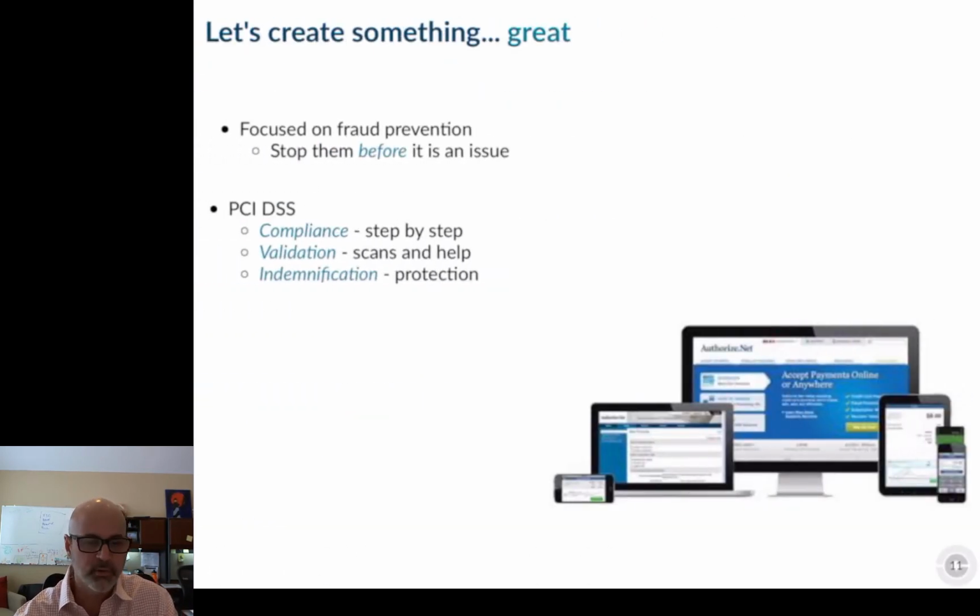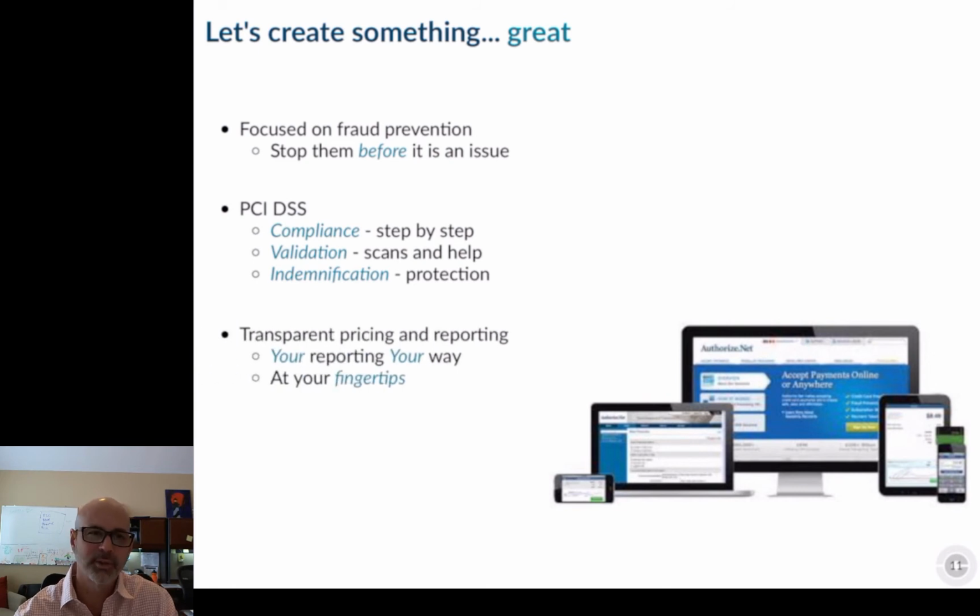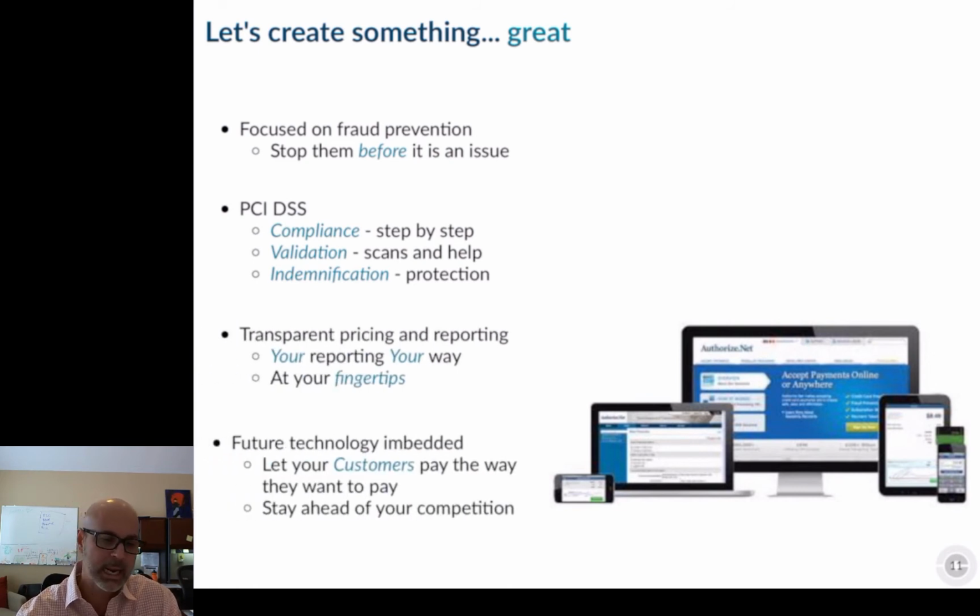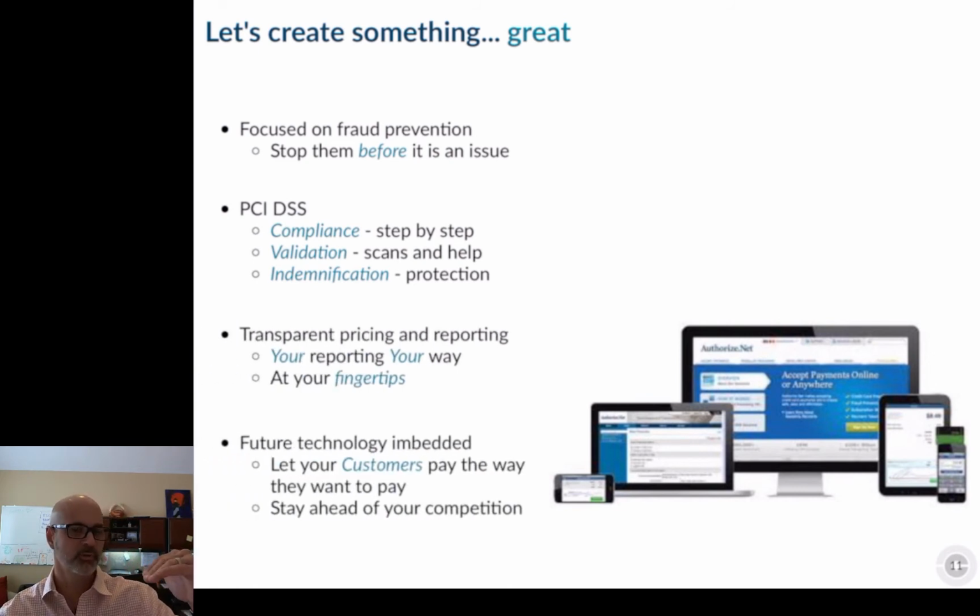So as a company, we've helped create something with our merchants that's good, that's great. And it's really focusing on fraud prevention before it becomes an issue. Because if you look at this business, it's kind of like your automobile and a tire. When you have a flat tire, it's too late. It's already flat.